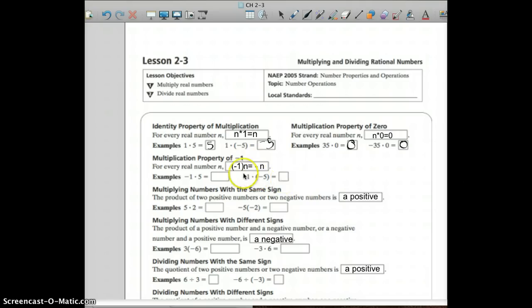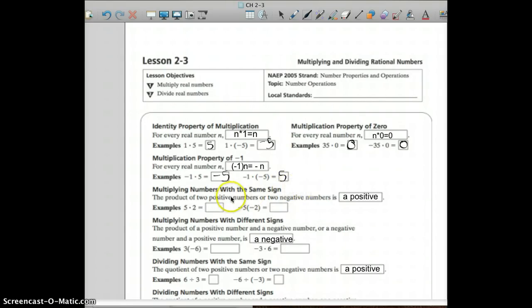Now, the multiplication property of -1 tells us that if we multiply a number by -1, we get the opposite of that number. So here we have -1 times 5, so we're left with -5. And -1 times -5, we're going to get the opposite of -5, which is +5.